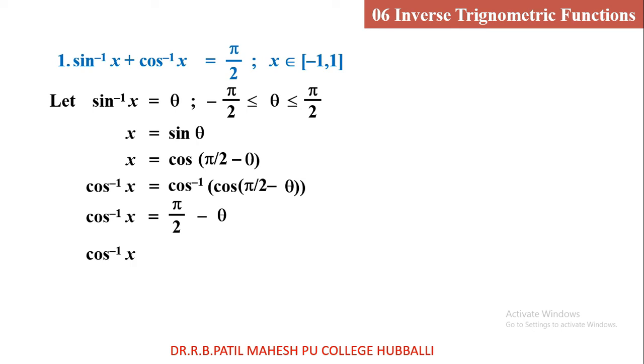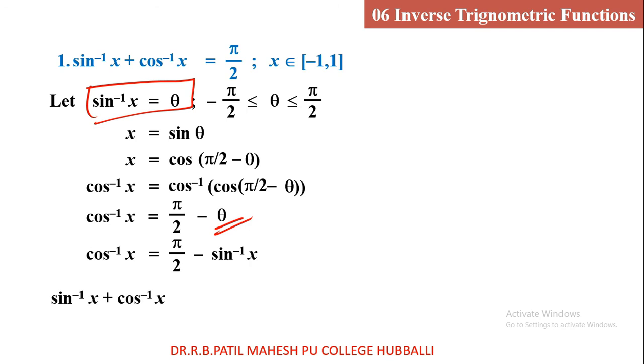Now cos inverse x is equal to pi by 2 minus, I am replacing the theta value. The theta value is here, that is sin inverse x. So after replacing that, we get cos inverse x equals pi by 2 minus sin inverse x, and taking sin inverse x to the left side, sin inverse x plus cos inverse x is equal to pi by 2. Hence we proved this theorem. Sin inverse x plus cos inverse x equal to pi by 2.